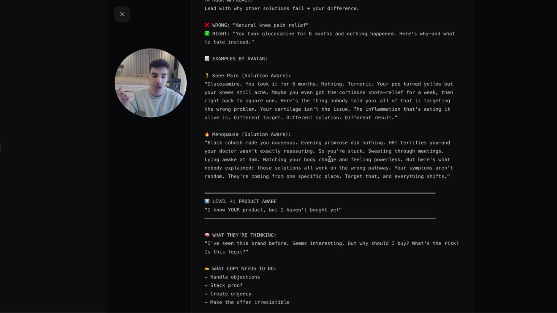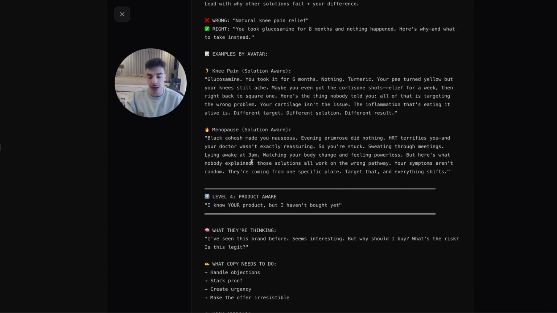Menopause, solution aware. Black cohosh made you nauseous. Evening primrose did nothing. HRT terrified you, and your doctor wasn't exactly reassuring. You're stuck sweating through meetings, lying awake at 3 a.m., watching your body change and feeling powerless. But here's what nobody explained. Those solutions all work on the wrong pathway. Your symptoms aren't random. They come from one specific place. Target that and everything shifts.